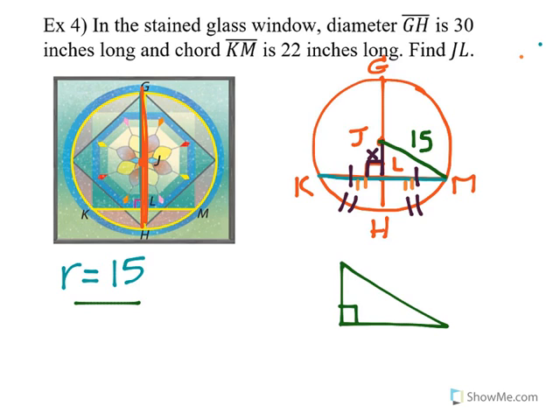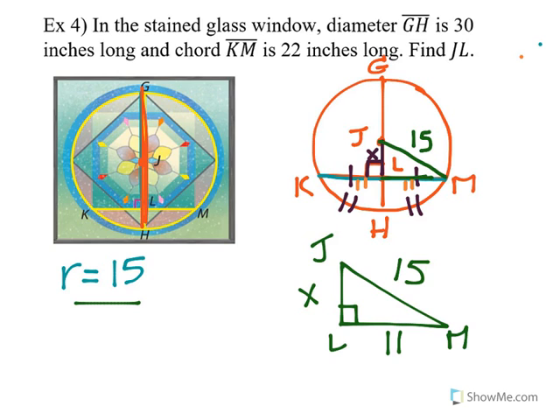We want to find JL. So JL is that piece right there. That is X. That's what we're looking for. We know that the bottom, LM, is 11 because it's half of 22. And we know that the radius of the circle is 15 and JM is a radius.